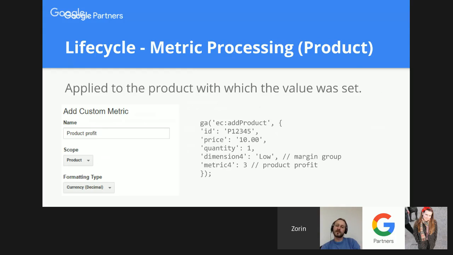And we set the metric 4, which is basically a product profit metric, and we set it as, let's say, 3. So for each sale of this product, which is valued at 10, let's say, units, each specific item will get us 3 of something of profit, any kind of currency, which is basically defined in the Google Analytics view.